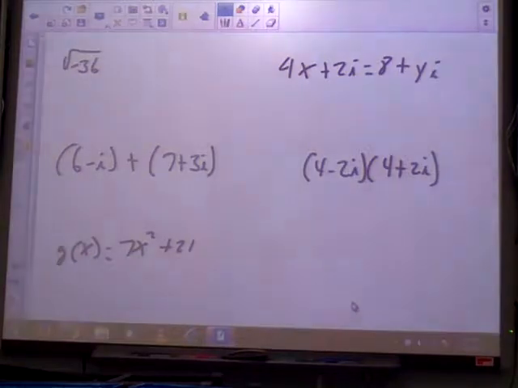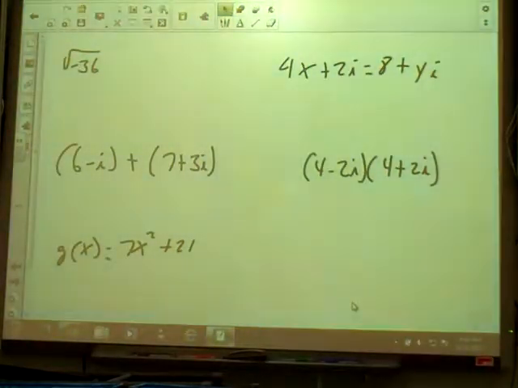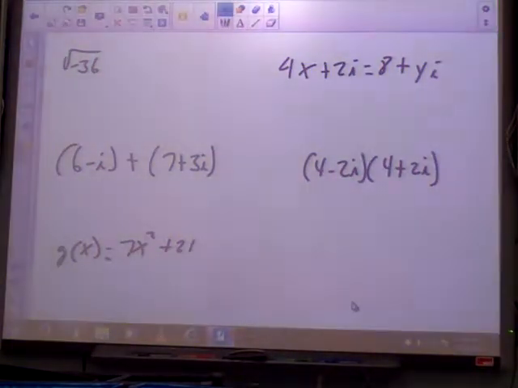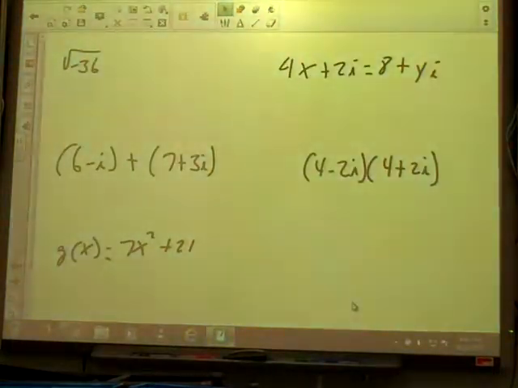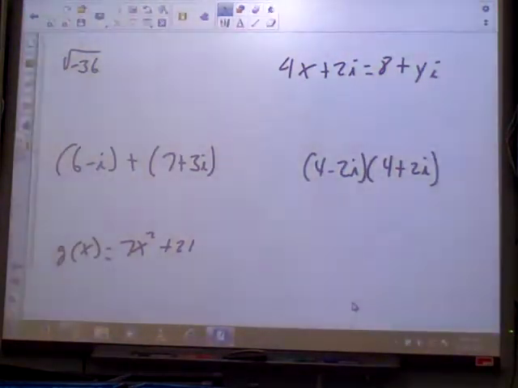Oh, I wrote it down. So what's that? Number 2 or 3? 3, it's 13 plus 2. Oh, I did get that. No, because you can't add a number with an i. You got that.